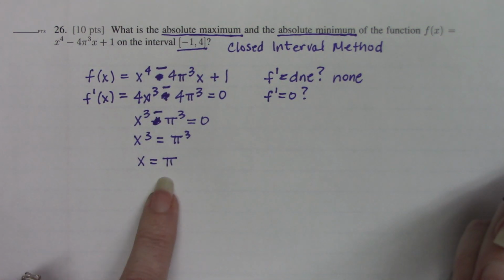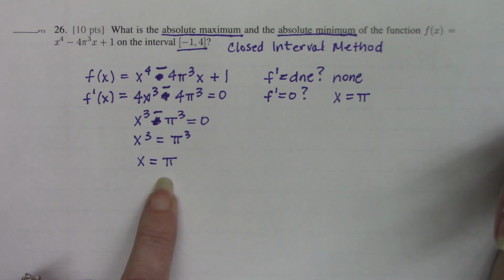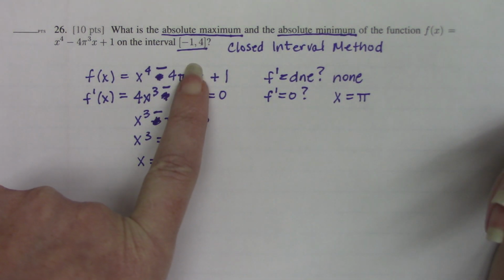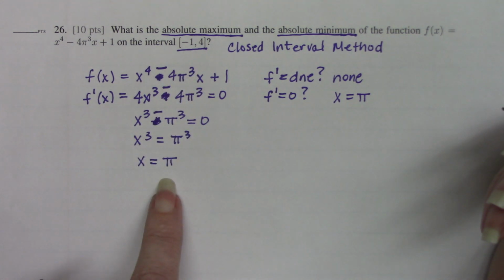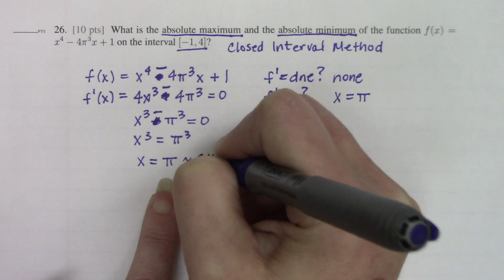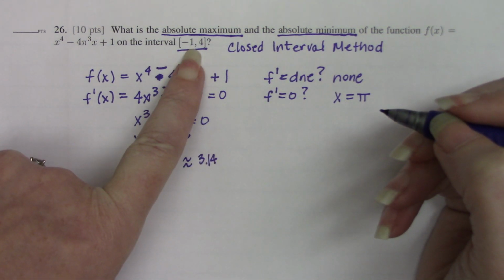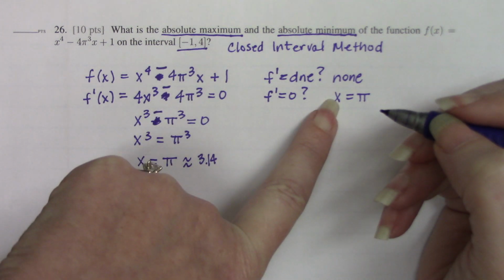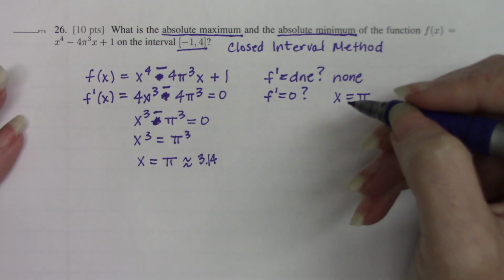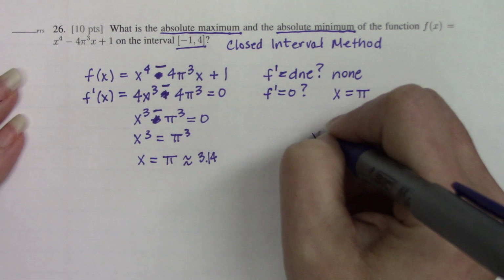All right, now we need to verify, is this critical value in our interval? Well, pi is about 3.14. So 3 and some change, 3 is definitely included in this. So this is indeed an actual critical value we have to account for. All right, so the next step with the closed interval method is we make our table.